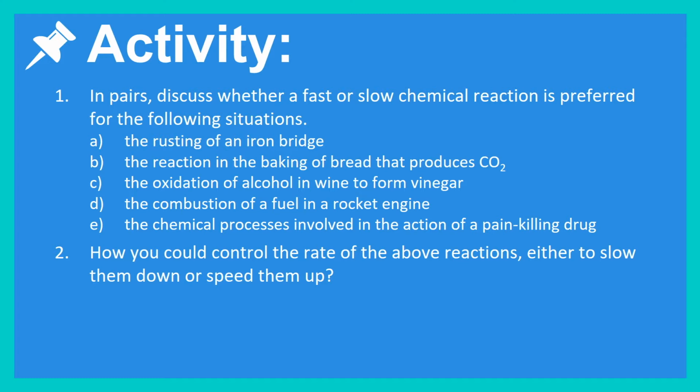The oxidation of alcohol in wine and forming vinegar, well, unless you're intentionally trying to make vinegar, you tend not to want your wine to go off and turn into vinegar. So that's one you'd want to happen slowly. On the other hand, you'd want fuel to combust in a rocket engine very, very rapidly, so you actually get that lift off. And if you've had to take some painkillers, you're going to want them to work quickly as well. Now, how you can control these rates of reaction is really interesting, and that's what we're going to get into now.